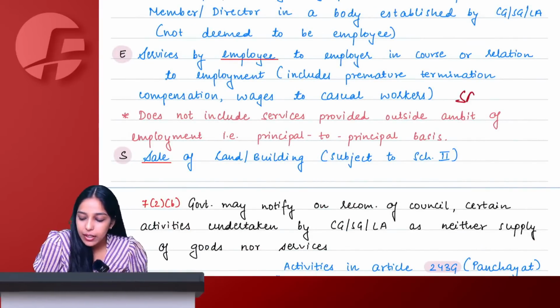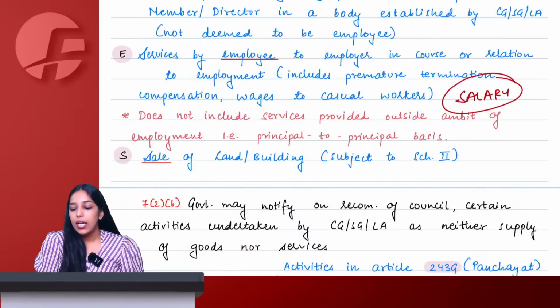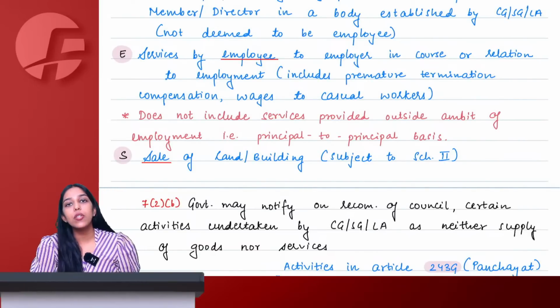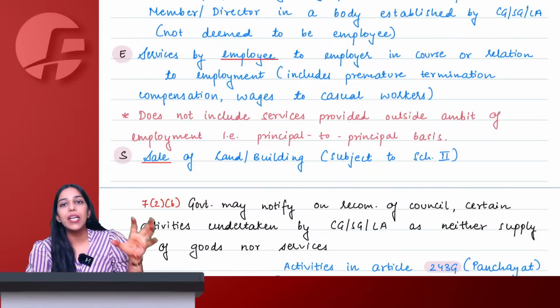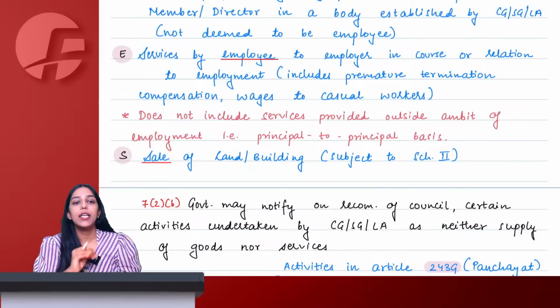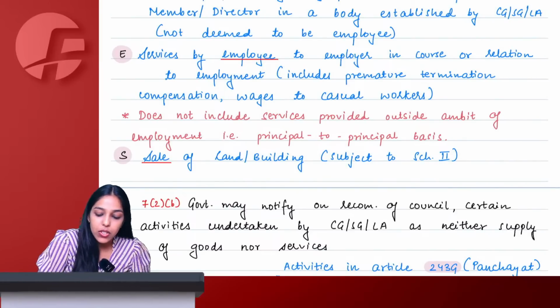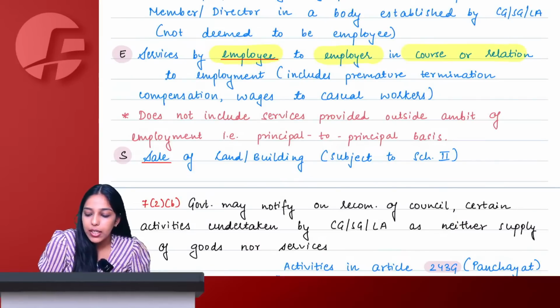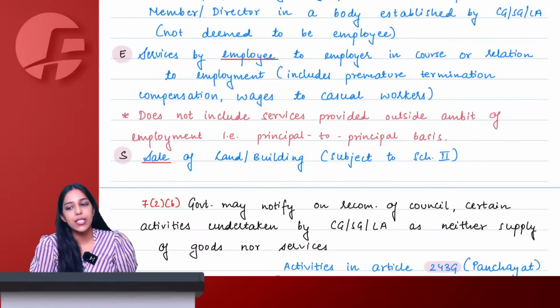E means employer-employee relationship. So basically salary. Salary is outside the purview of GST, and not just salary, anything which forms part of cost to company. It could be salary, monetary benefits, perquisites, bonuses, facilities, whatever the company has agreed to give you as a part of your cost to company. It is all outside the purview of GST and not taxable. So services by employee to employer in course of or in relation to employment are all outside the purview of GST.